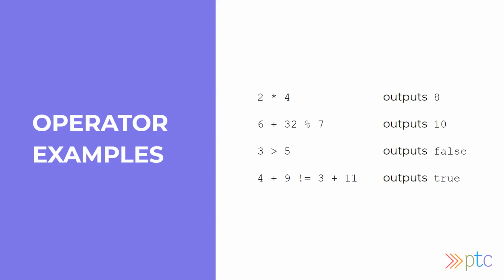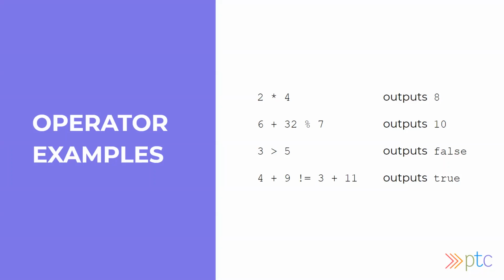And the last one shows that the comparison operator is applied last. So we add the right-hand and left-hand sides separately, then ask if the left, which is 13, is not equal to the right, which is 14. So obviously not, and the output would be true.